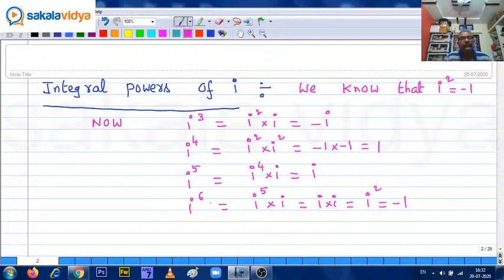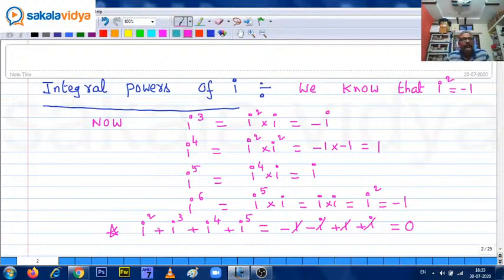Next, you check one thing. I square plus I cube plus I to the power of 4 plus I to the power of 5. What is the value of this one? So I square is equal to minus 1, I cube is equal to minus I, I to the power of 4 is equal to plus 1, I to the power of 5 is equal to I. Minus 1 plus 1, and minus I plus I. What happens now here? 1 gets cancelled, I gets cancelled. We get 0. That means you remember one thing: whenever I to the power of 2, 3, 4, 5 are in consecutive order, then the sum will be 0. Directly we can write 0.